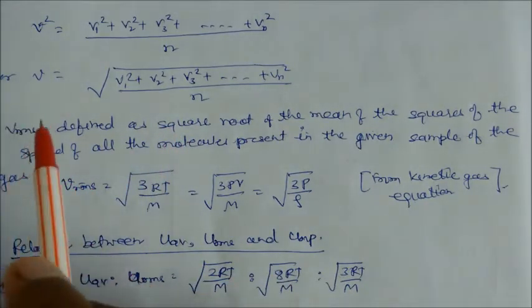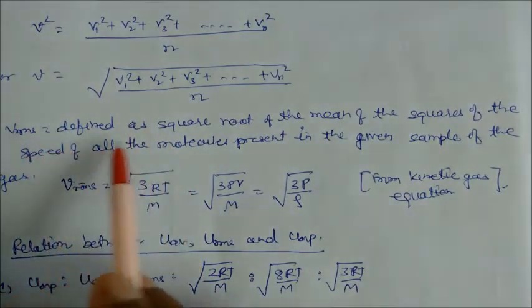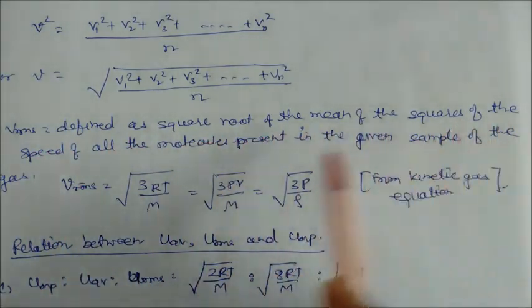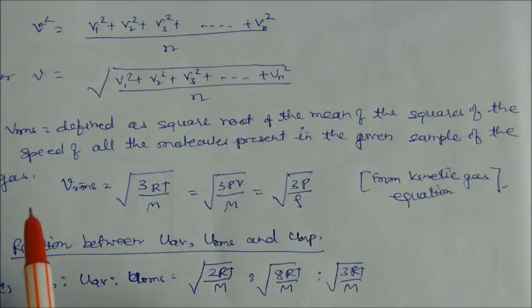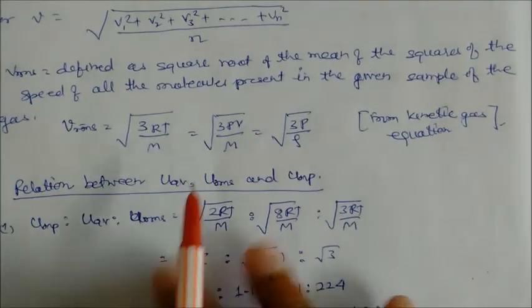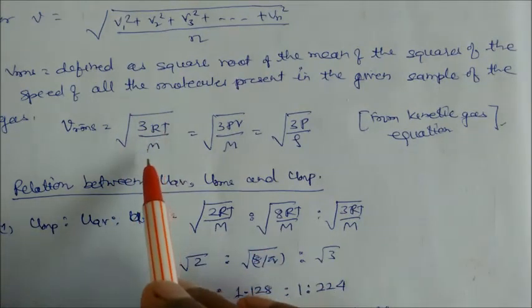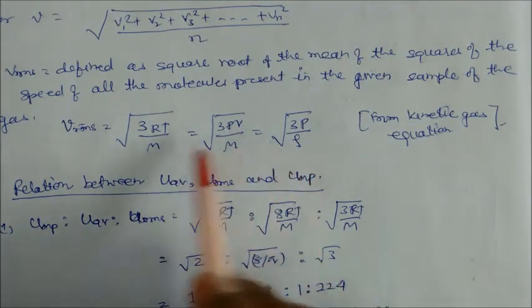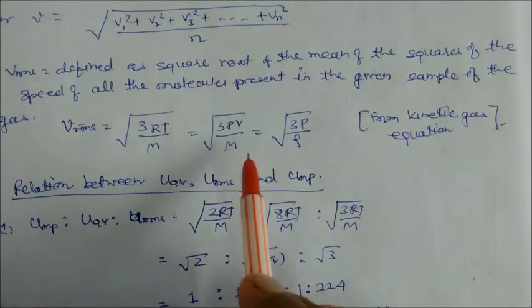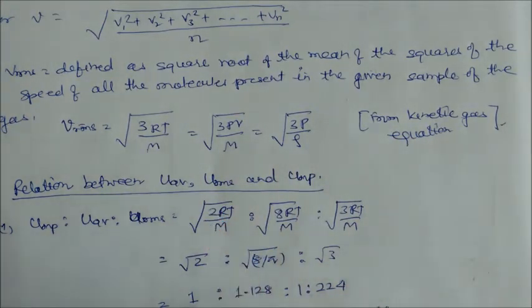Then this v is actually the root mean square speed of the gas molecule. It is defined as the square root of the mean of the squares of the speeds of all the molecules present in the given sample of the gas. Now we can write this Vrms in another form, that is square root of 3RT by m, or square root of 3PV by m, or square root of 3P by rho. These are the different forms, derived from the kinetic gas equations, which I am not going to explain again. You can see the previous lectures.